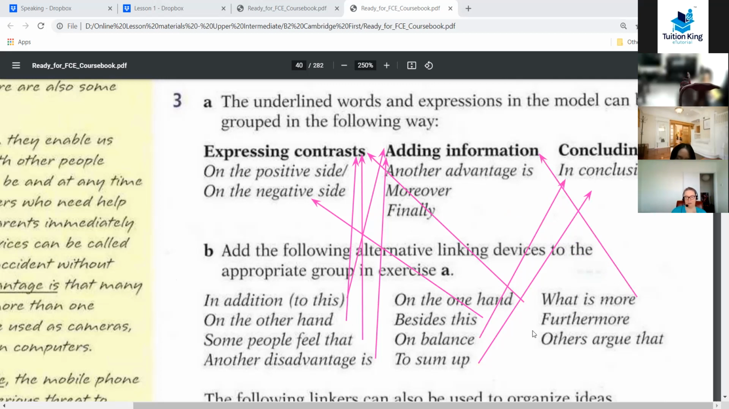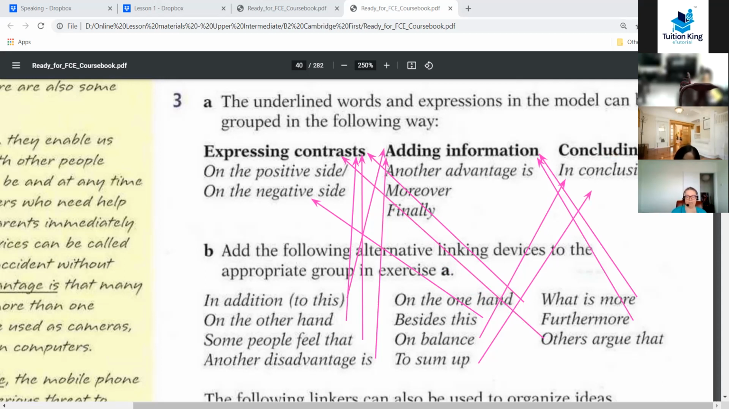And then furthermore, does it express contrast? Does it add information or does it conclude? Adding information. Yes, it adds information. Very good. Well done. And then the last one, others argue that. Does it express contrast? Does it add information or does it conclude? It expresses contrast. Very good. Excellent. Okay, so hopefully you can understand with all those arrows there.